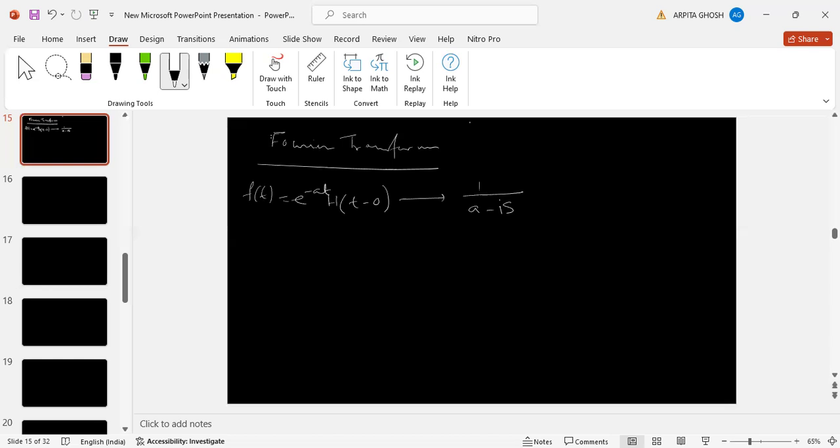Monojit, what do you mean by H(t minus 0)? First you tell me what is the name of this function, H(t minus 0), or sometimes we write it as U(t minus 0). What do you mean by this function? What is the name of this function, Monojit?